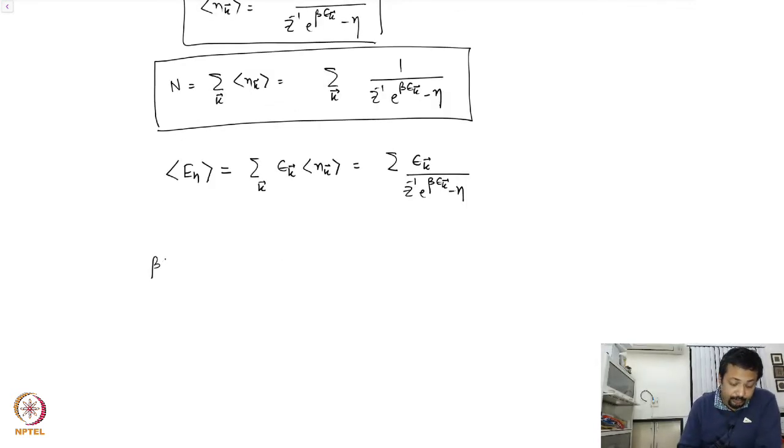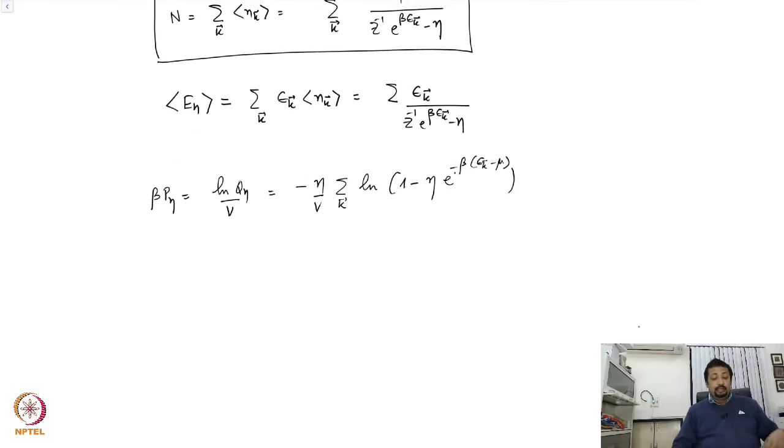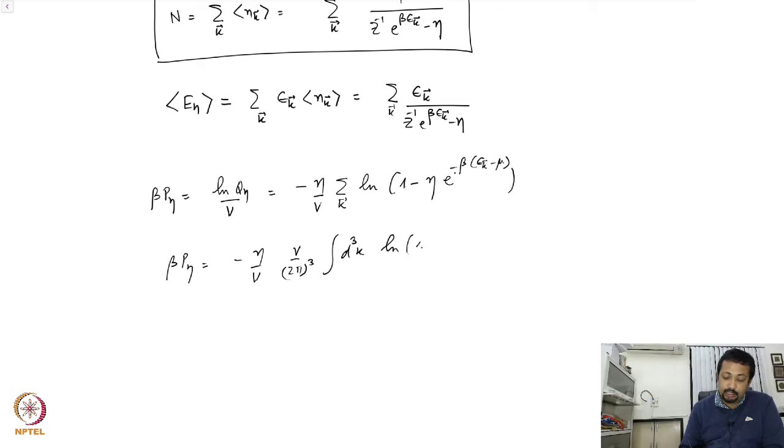The thermodynamic pressure, if you recall, beta p eta is ln of q eta divided by v, which is 1 by v sum over k. So this is going to be minus eta over v sum over k ln of 1 minus eta e to the power minus beta epsilon k minus mu. Now, in evaluating these sums, the idea is to convert them into an integral, and we have seen how to do this. So for example, beta p eta is minus eta over v, v over 2 pi whole cube integral d cube k ln 1 minus eta e to the power minus beta epsilon k minus mu.